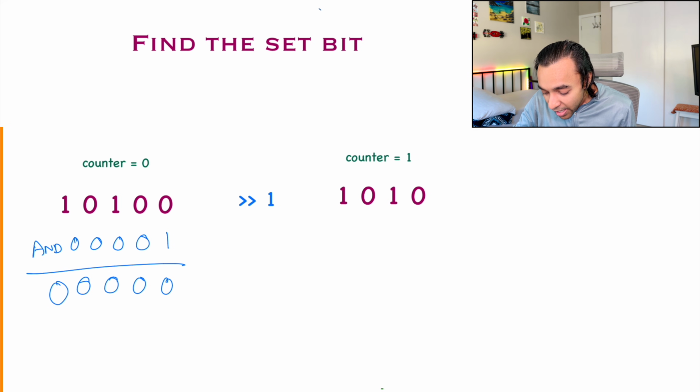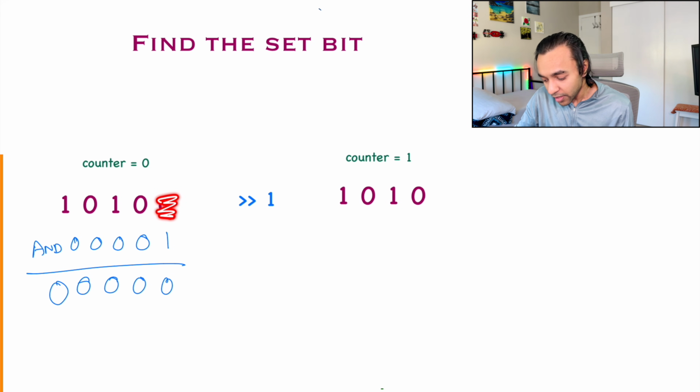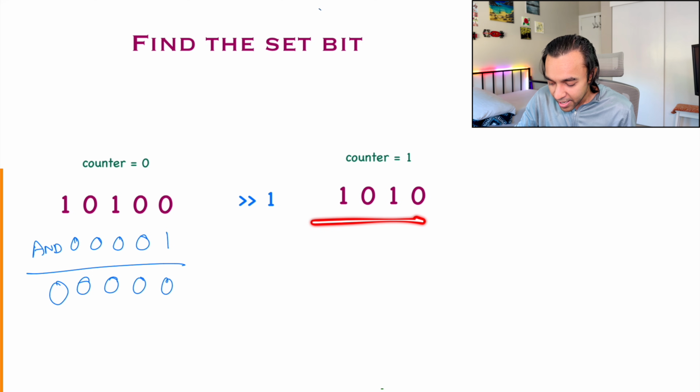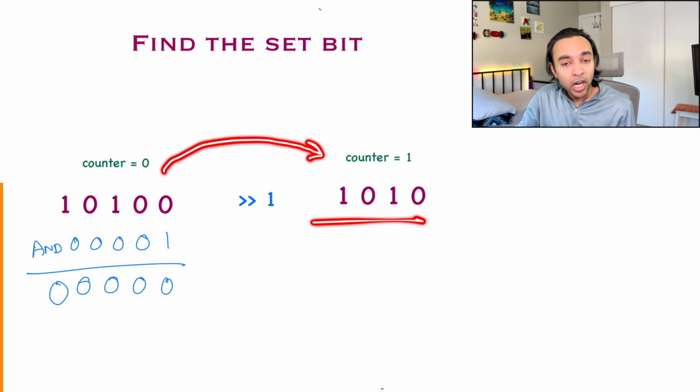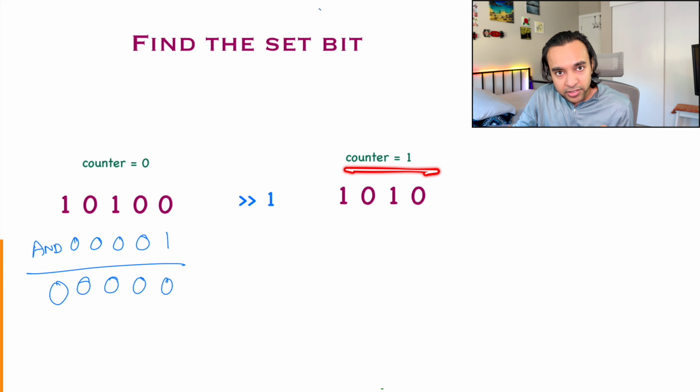Now what can I do? I can do a right shift by 1. So I can remove this. Now my number becomes this. And at the same time, I am going to do a counter plus plus. It means that the rightmost bit was unset. So basically, I need to find out which bit was set. So the counter is now 1.